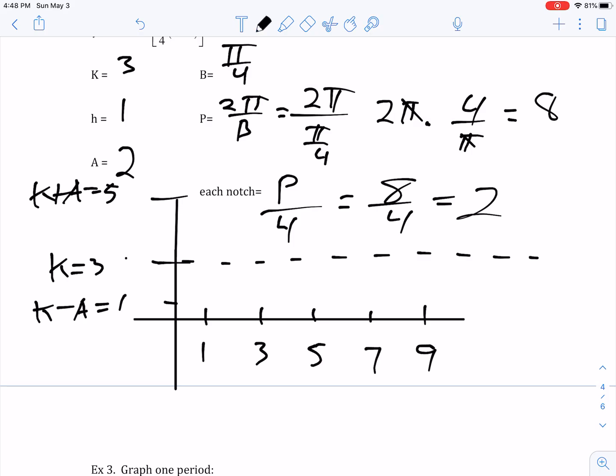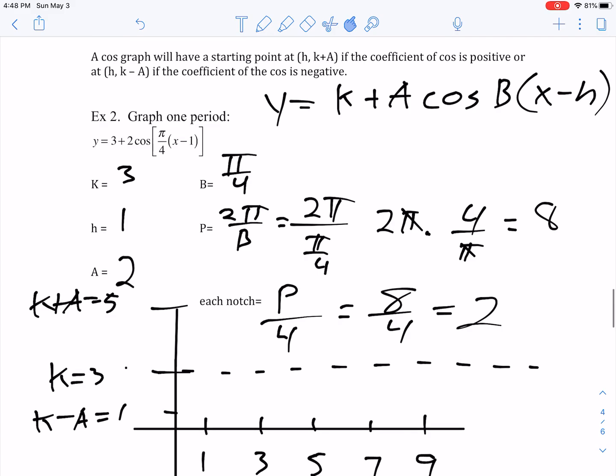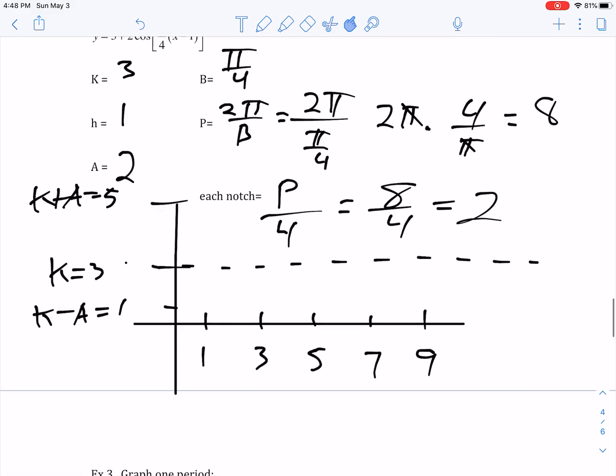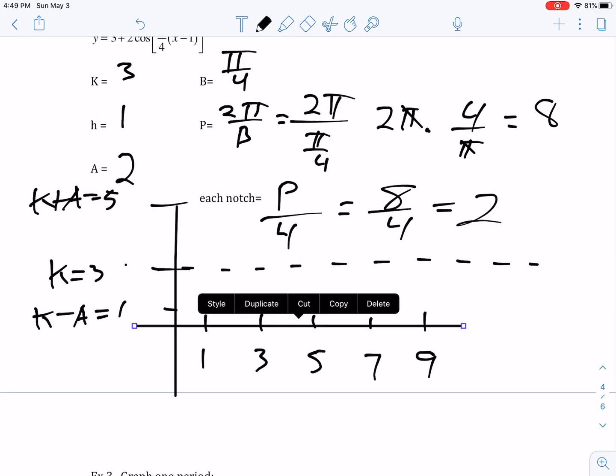Okay, here we go. Are we on a cosine or a sine? I don't even know yet. Now I look back, I'm on a cosine. Cosines start at their amplitude. If it's a positive cosine, which this one is, it's going to start up at the top of the amplitude, K plus A. Cosines always start there.